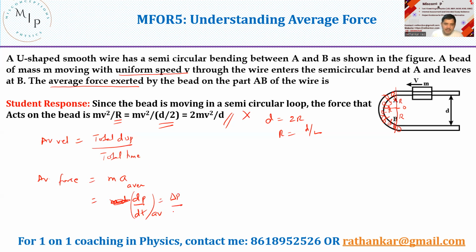Delta p, for those who are not conversant with calculus, let me write like this. Delta p average by delta t. What is delta p? Change in momentum. Right? Change in momentum. Now, let me write it once again. I'll write this as m times v final minus m times v initial divided by the time taken for it to go around the circle. Now, is the time given here? Time is not given here. Okay, let it be. We'll calculate time later on.